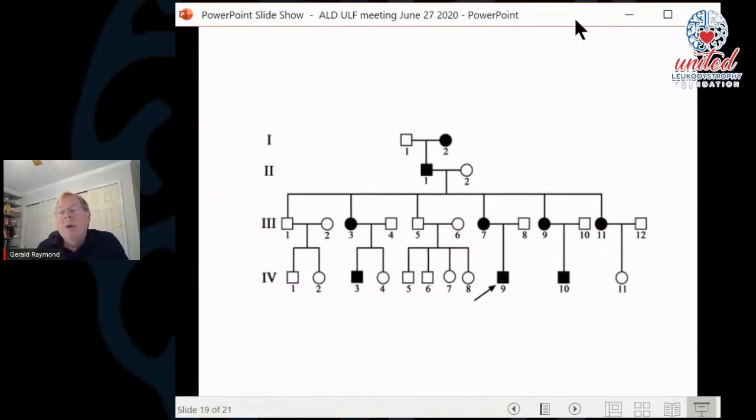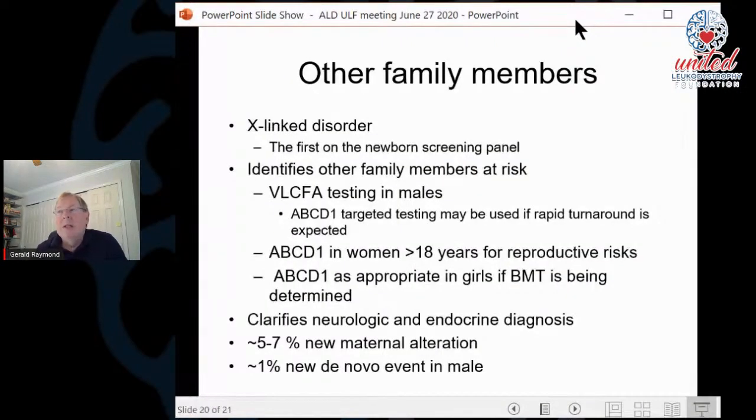So once again, what we want is to get the rest of that family history, because while we may have a boy with this disorder, he may have cousins, he may have other individuals who are at risk, and these are individuals we also need to assess and intervene in. So once again, it's an X-linked disorder, and it actually turns out it's one of the first on the newborn screening panel. Some states are also screening for Fabry, but that has not yet made the recommended uniform screening panel.